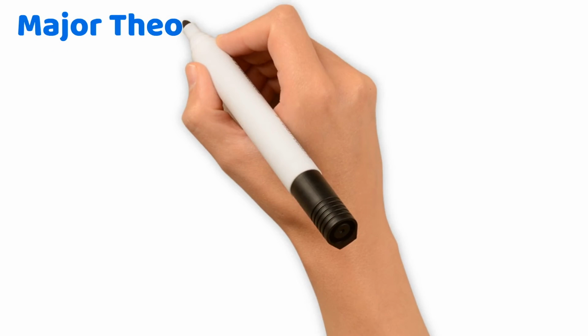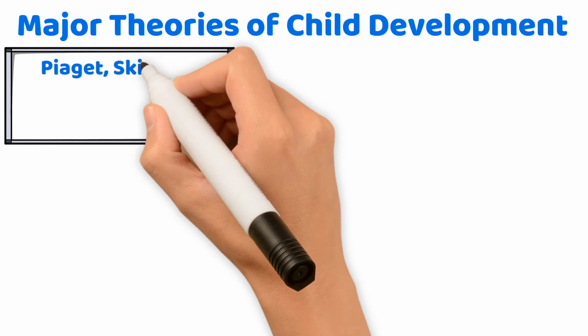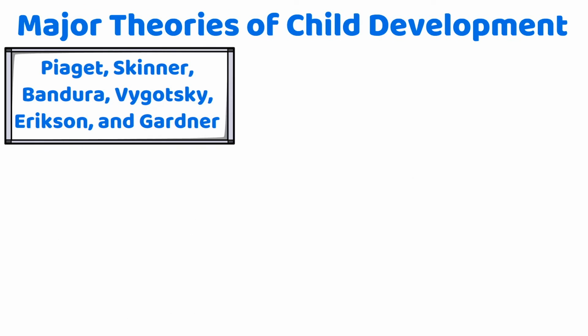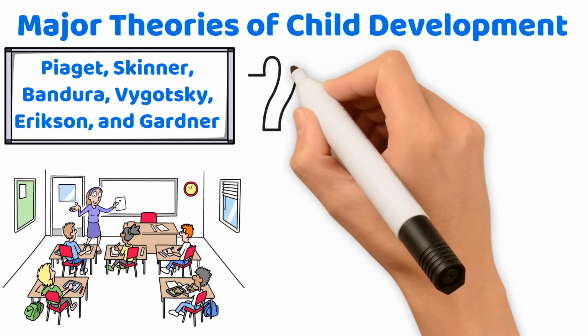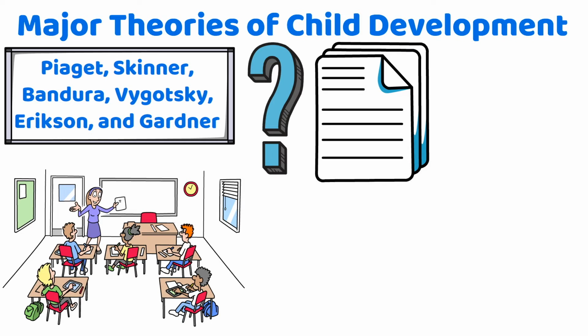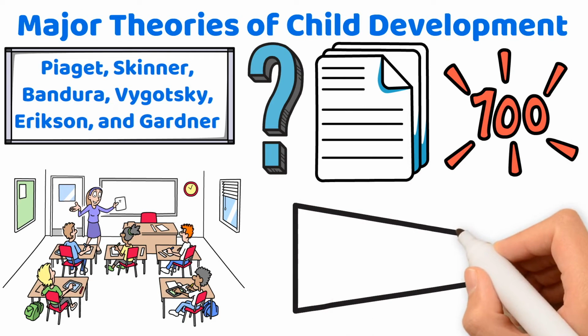Major theories of child development. Familiarity with developmental theories by Piaget, Skinner, Bandura, Vygotsky, Erikson, and Gardner will equip you to address diverse learning needs in the classroom. Questions on your exam may relate to applying these theories to real classroom scenarios, so let's get you 100% prepared for test day. Here's a brief introduction to each theorist's core belief.